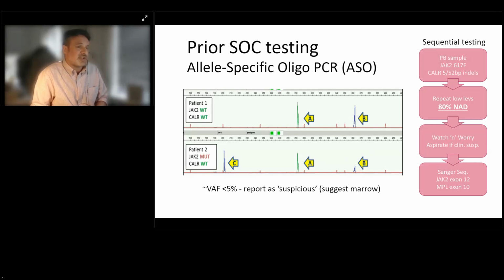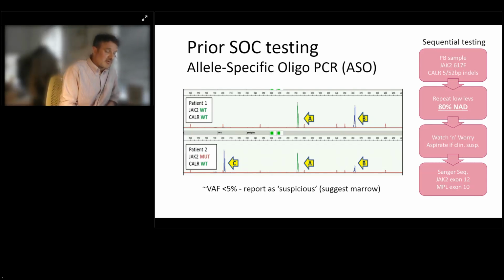So we would have a sequential testing strategy, and if it was negative in the peripheral blood for those patients for the JAK2 and the CALR, we would then request a bone marrow biopsy from those patients because of the reduced sensitivity for the Sanger sequencing to test for the less frequent exon 12 and exon 10 MPL mutations.